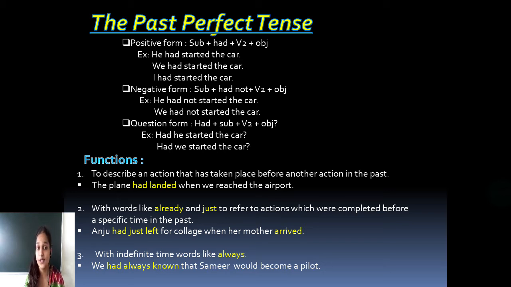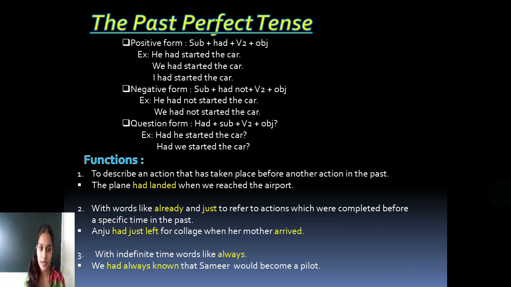Now, how do we form a question in past perfect tense? First we write the auxiliary had, plus the subject the question is about, plus verb second form, plus object and a question mark. Example: had he started the car? Had is the auxiliary, he is the subject, started is verb second form, the car is the object, and a question mark. Question mark is important in question form. Had we started the car? Same structure.